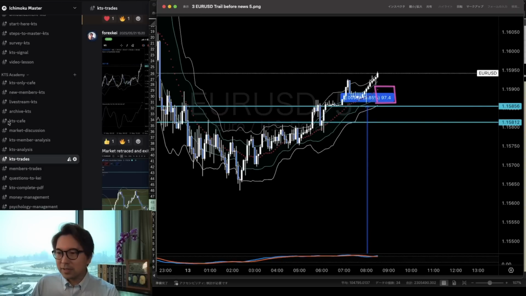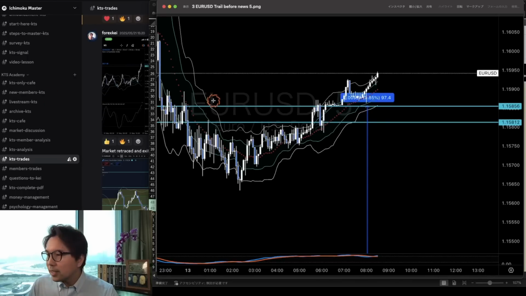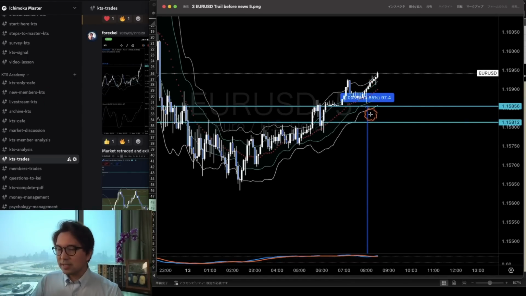Just hold on, let me double check. Yeah, I believe so. Yeah, 99 and 94.7 pips of profit. So I think I moved the stop losses to this area. Again, if I come back to the screenshot, these are the places I put the stop losses.